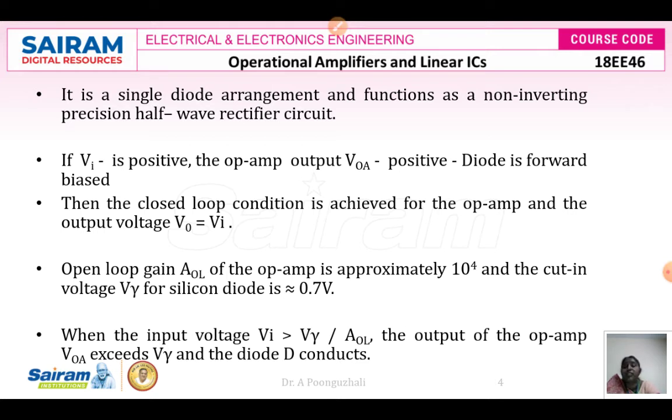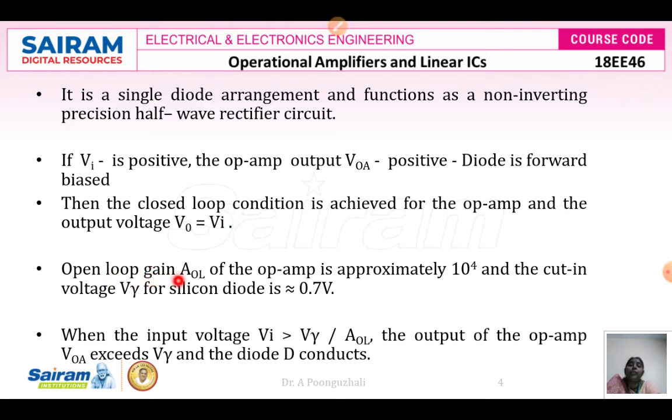precision half-wave rectifier circuit. If VA is positive, then the op-amp output is going to be positive. That means the diode is forward biased. When the diode is forward biased, a closed loop condition is going to be achieved. That means it is going to act like a voltage follower and the output is equivalent to the input there.